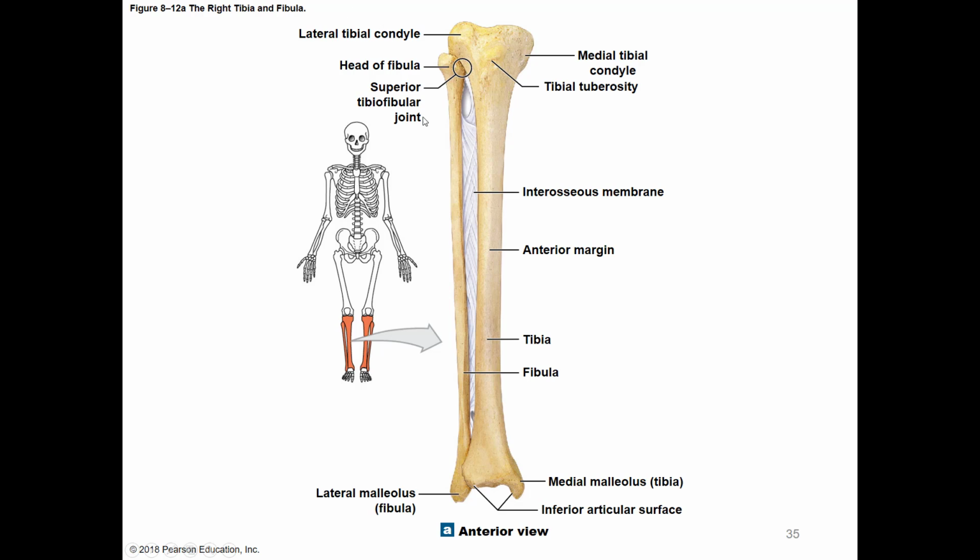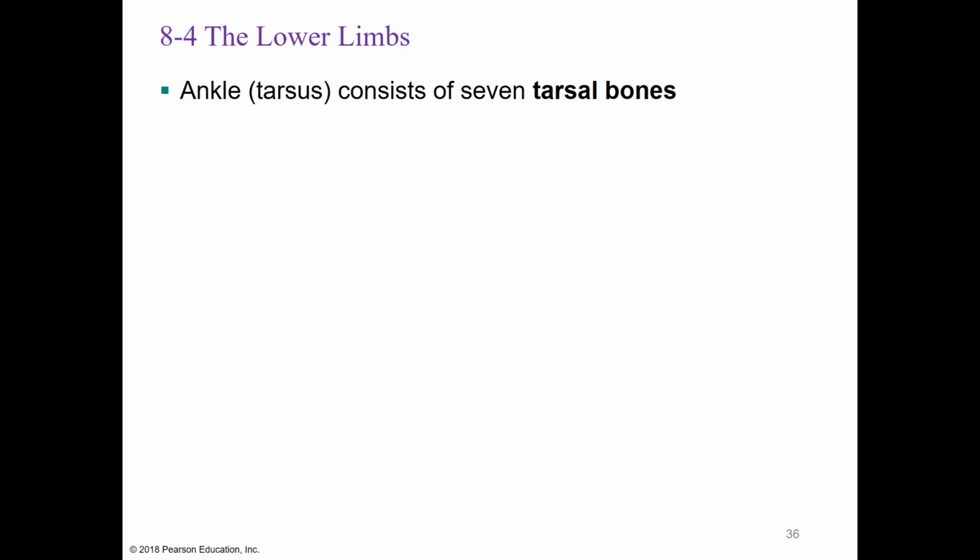Okay, so here we are looking at the leg from the front or anterior view. Here's our tibia. And then running alongside is the fibula. And you can see in between there is a membrane, a tight membrane that helps to anchor the two together. That's called the interosseous membrane. The ankle, also known as the tarsus, consists of 7 tarsal bones. These are bones you'll learn in your appendicular lab.